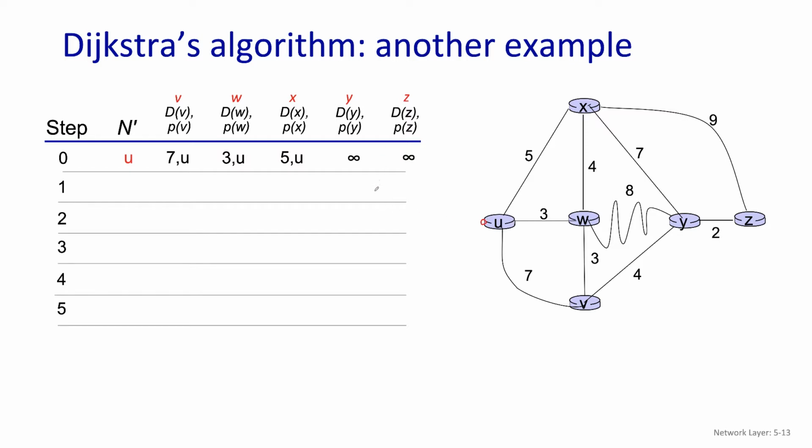To move to the next step, which is step number 1, you will pick the new least cost here, which is 3 at this point, right? Therefore, it's W here. Now, you will be moving from here to here. This is number 1 now. So this is 0, and this is number 1.